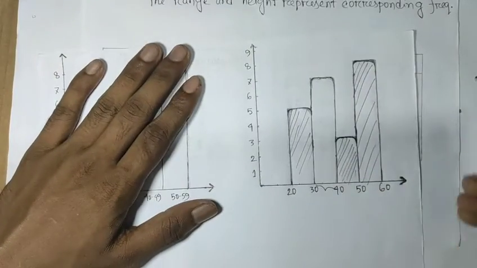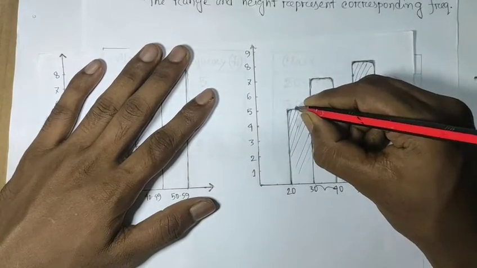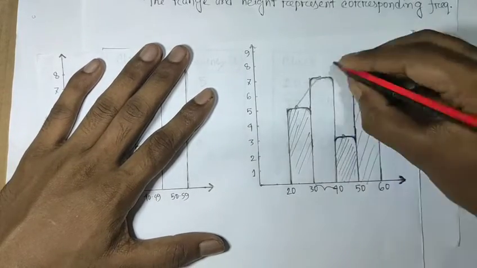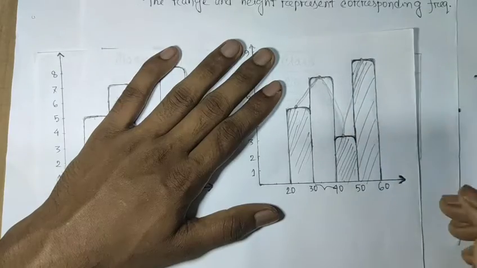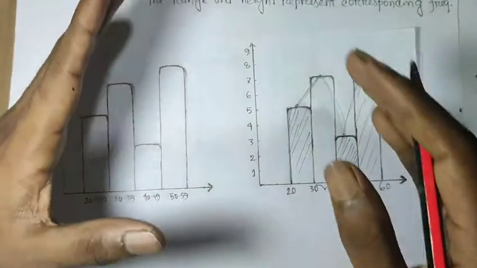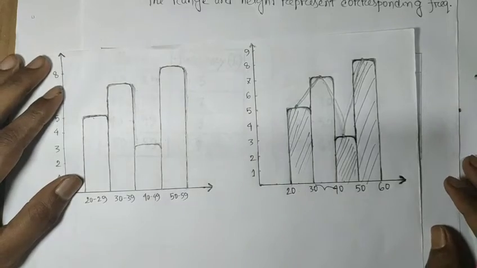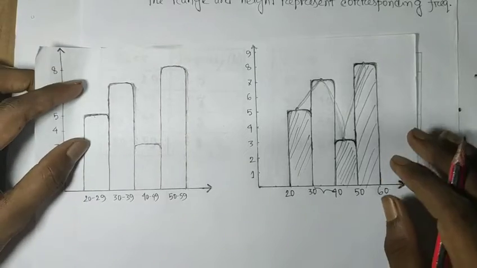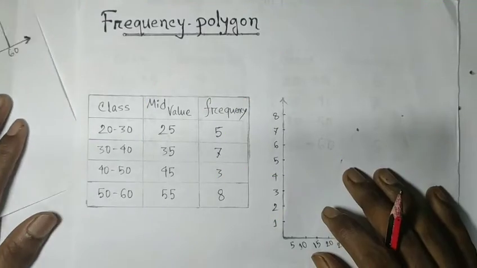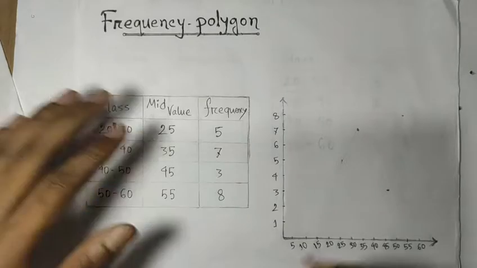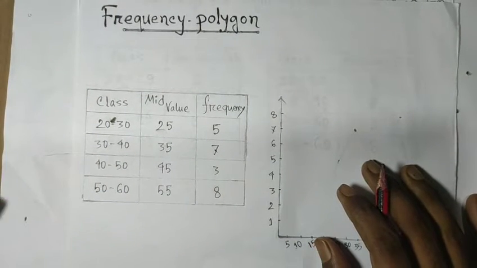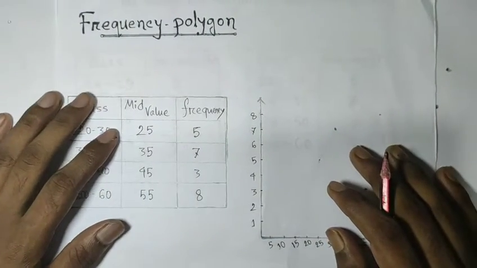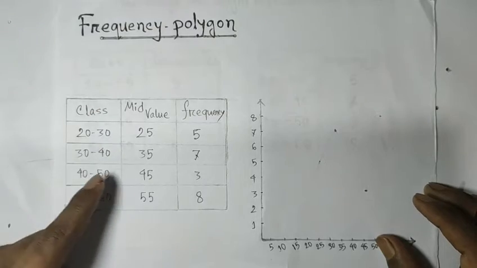So here, if we identify the middle points of the bars like this and join them, we can see the increasing and the decreasing portions of a frequency distribution, and this is called a frequency polygon. A frequency polygon is nothing but a graphical representation of a frequency distribution that helps us understand the increasing portion and the decreasing portion of a graph.